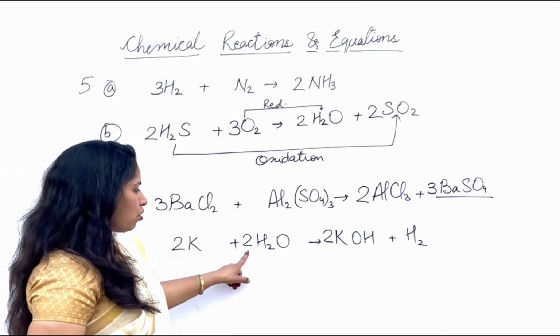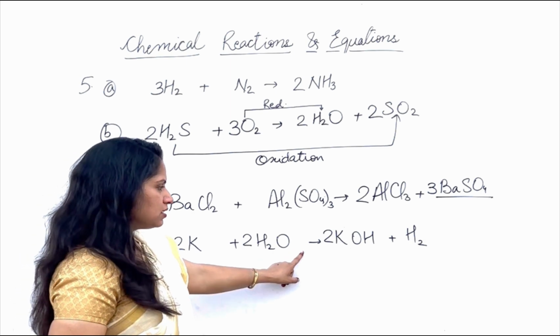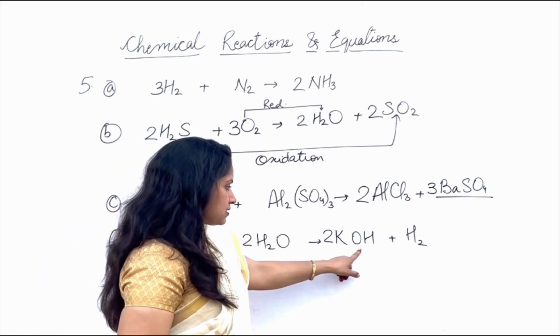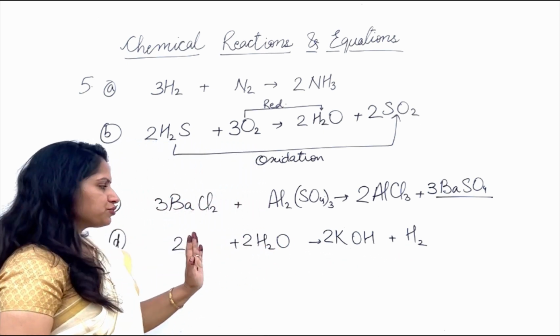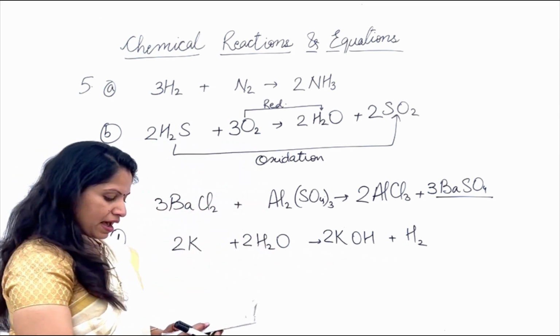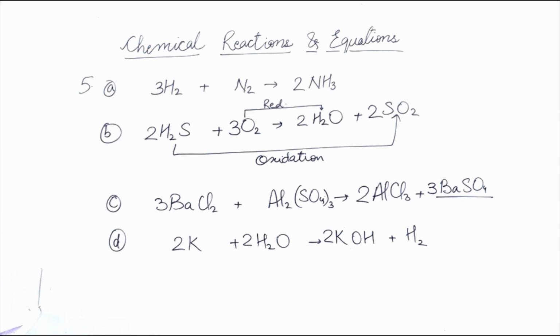Now let's see about oxygen. 2 oxygen atoms are there in this. 2 oxygen atoms are there in this. Hydrogen, it's 2 plus 2, 4. This side also it's 4. So the reaction is balanced. You can take a screenshot if you want.